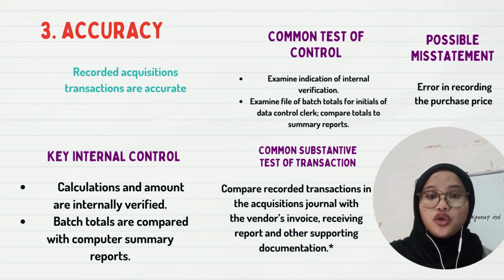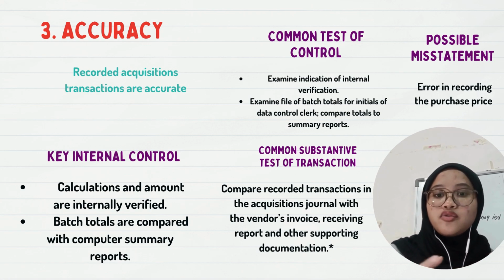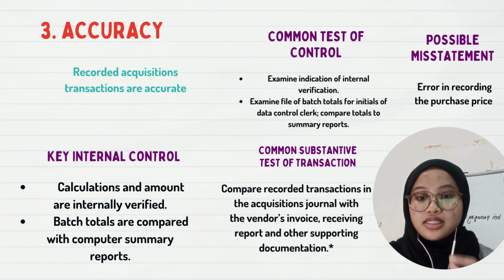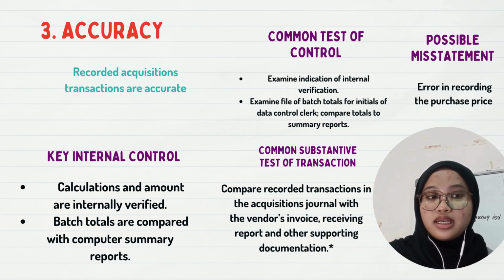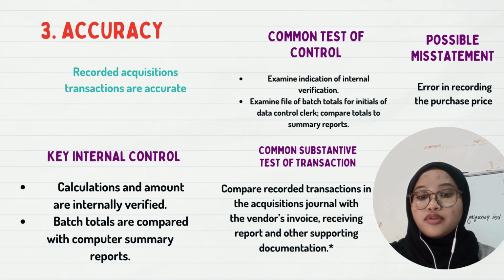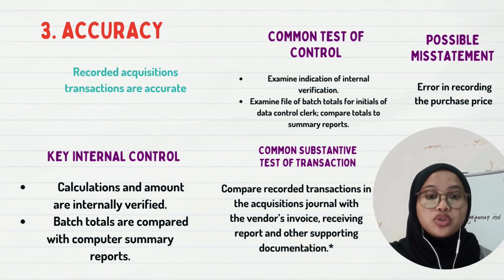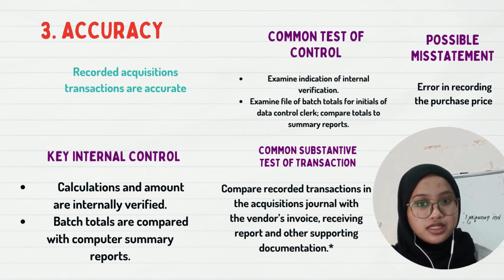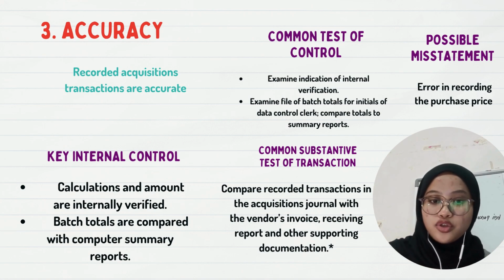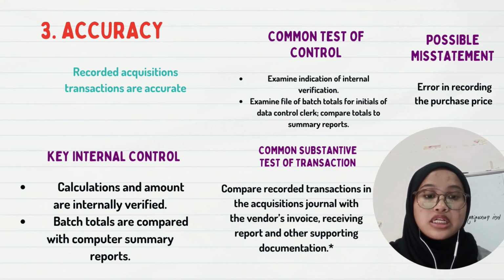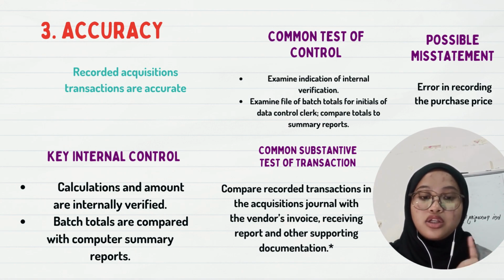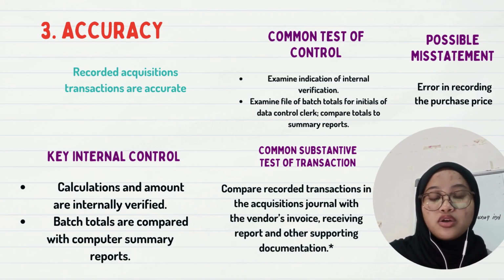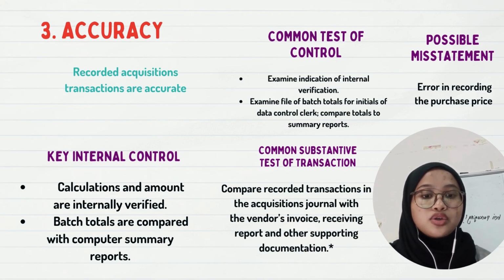Third is accuracy. The transaction related is recorded acquisition transactions are accurate. So, the key internal control is calculations and amounts are internally verified. Batch totals are compared with computer summary reports. The first procedure, which is common test of control, we're going to examine the indication of internal verification and also examine file of batch totals for initials of data control clerks, compare totals to summary report.